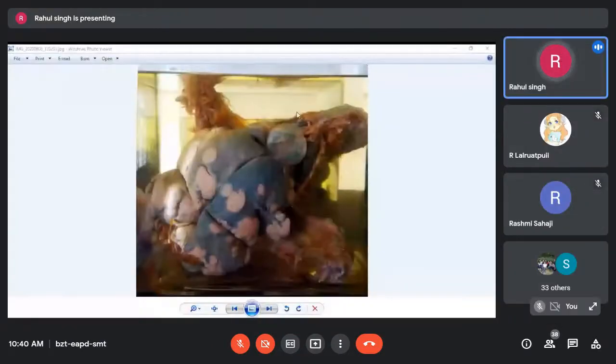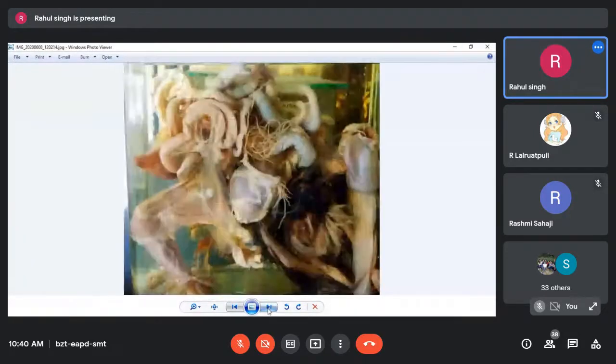This is a chicken, and can you see the liver? Enlarged liver with large lymphomas. This is a specimen of lymphoid leukosis. This is from our lab.